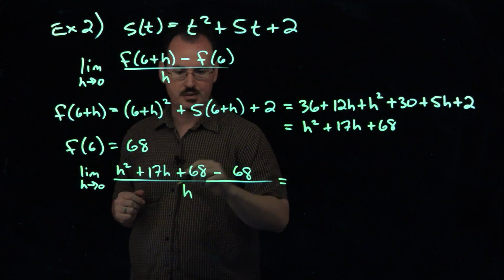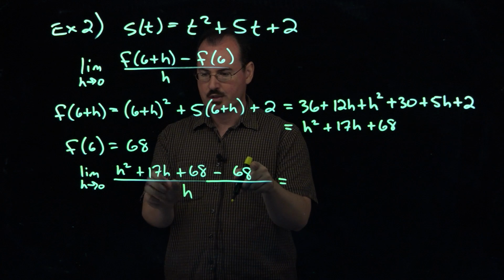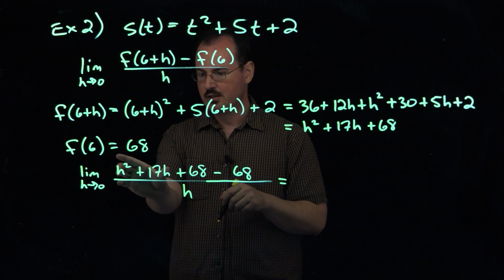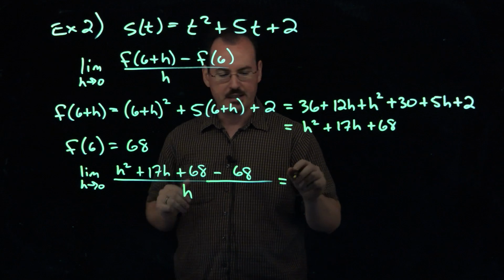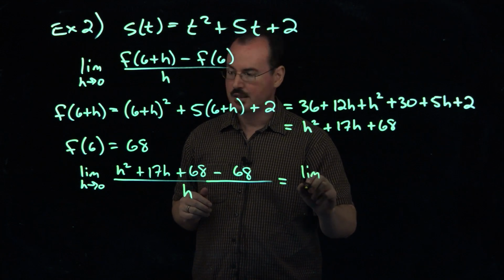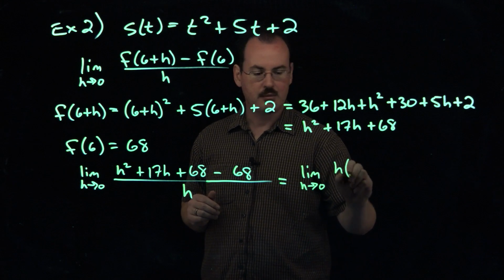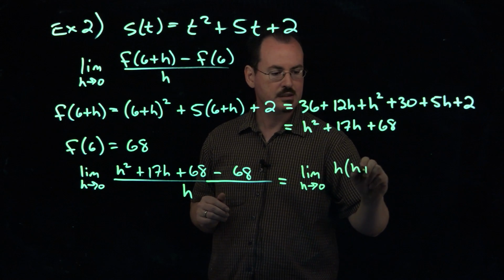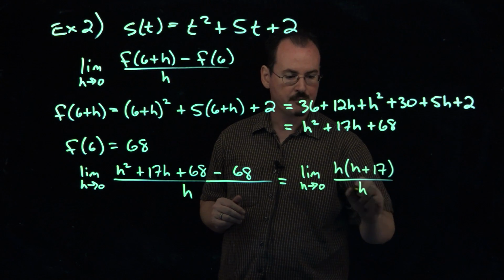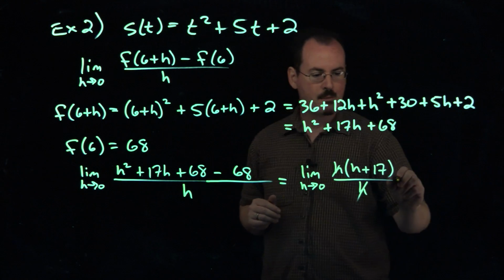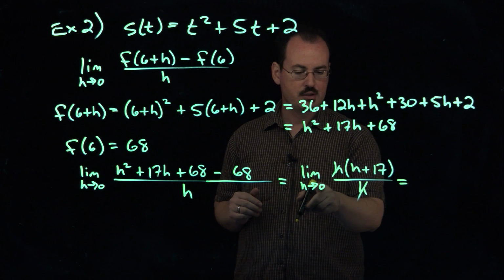Notice what happens here. The 68s are going to cancel, so those two terms are gone. And then if you notice what we have left here, these terms both have h in them. So we can factor an h out of that. So if I factor h out of that, then I'm left with h plus 17. And then this is divided by the h that was down there. These h's are going to cancel each other out.